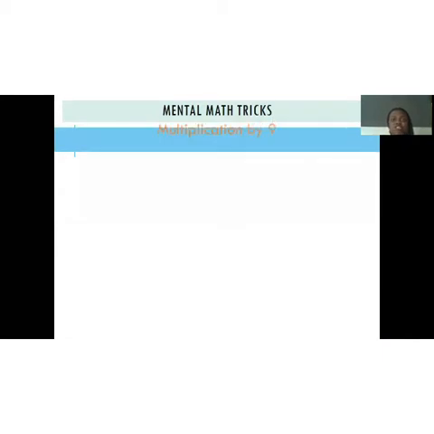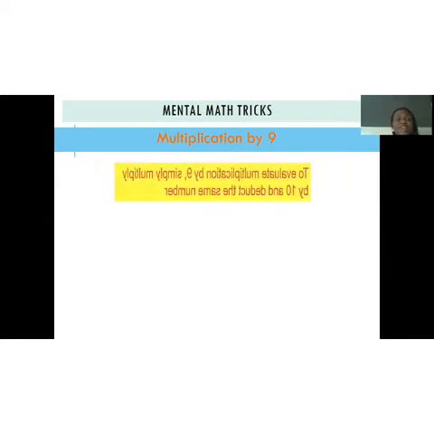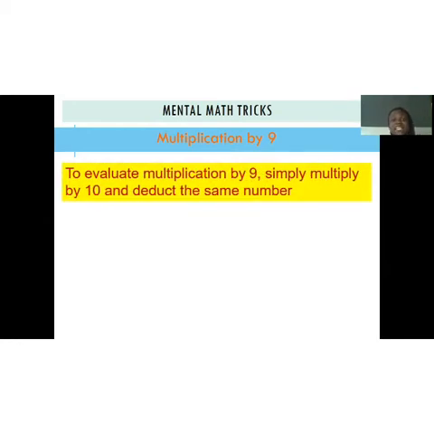Now let's look at a trick for multiplying by 9. Let's assume you want to multiply a number by 9 and you want to do it in your head as quickly as possible. How can you make it faster? To evaluate multiplication by 9, simply multiply by 10, then deduct the same number.